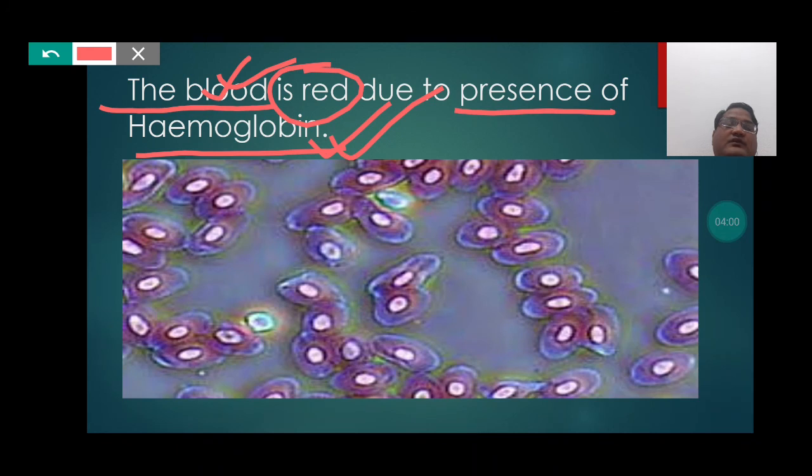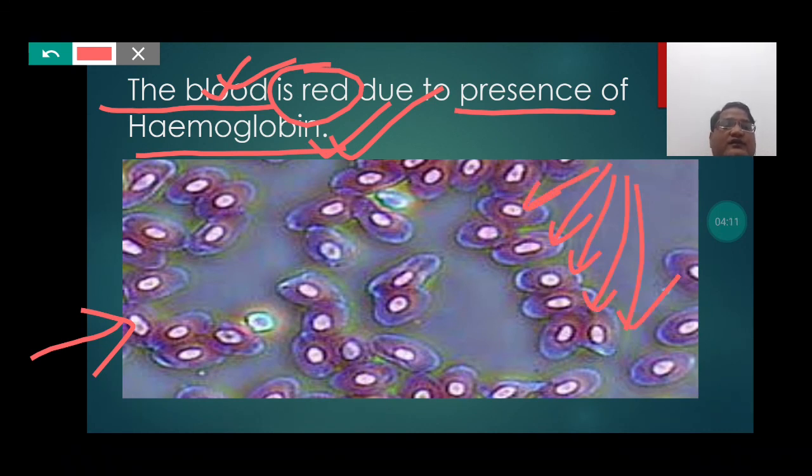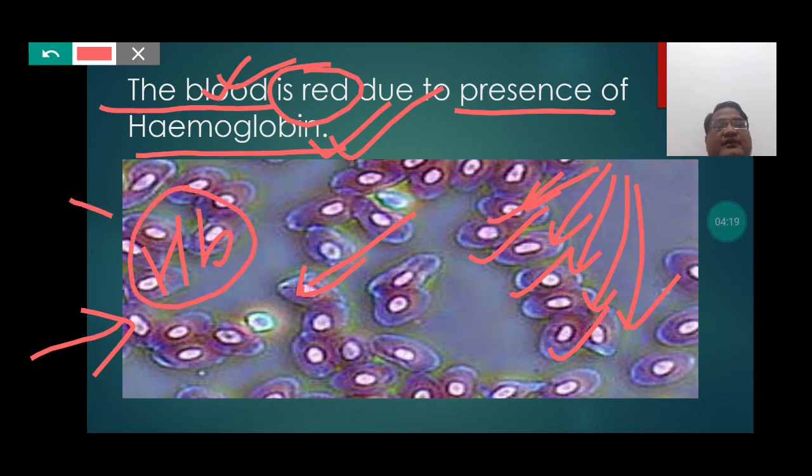Students, we can understand the redness of the blood cells of amphibians with the help of this picture. Students, here we can notice a huge number of blood cells which are appearing red in color, and it is due to the presence of hemoglobin, which is represented by Hb.